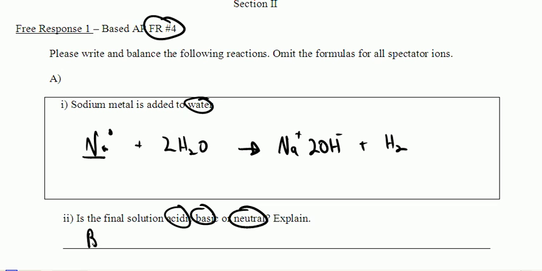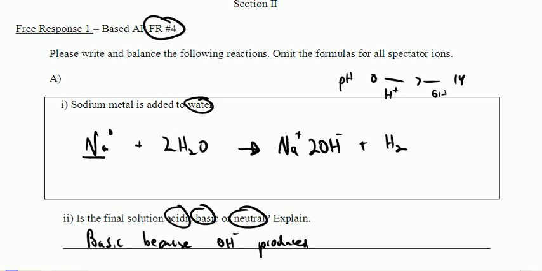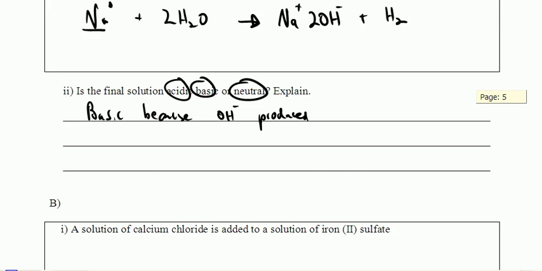That's going to be basic, because OH minus is produced. For those of you that forgot, pH goes from 0 to 7 to 14, H plus, OH minus, and this is going to be H2O in the neutral range.